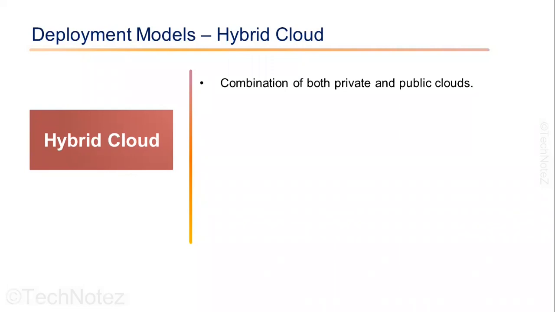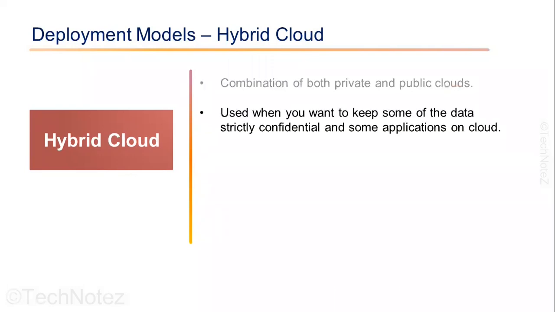The private cloud can be used for sensitive workloads and data that require a high level of security, control, and compliance. The public cloud can be used for non-sensitive workloads that require scalability, flexibility, and cost efficiency. Hybrid cloud is used when you want to keep some of the data strictly confidential within your on-prem environment and want to host a few applications on the cloud for public accessibility.